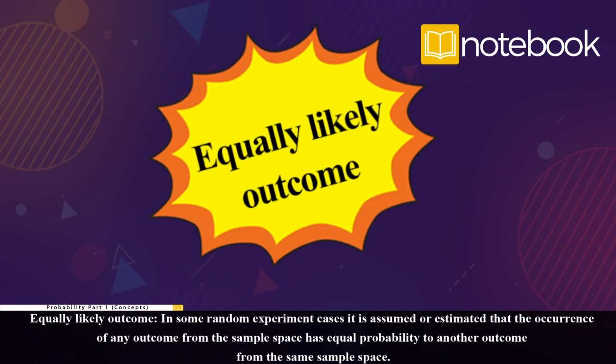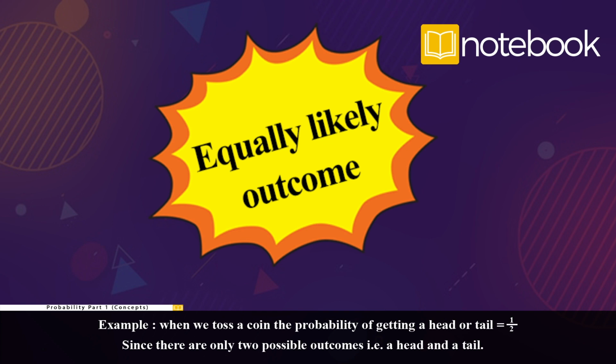Equally likely outcome. In some random experiment cases, it is assumed or estimated that the occurrence of any outcome from the sample space has equal probability to another outcome from the same sample space. Example, when we toss a coin, the probability of getting a head or tail is equal to 1 by 2. Since there are only 2 possible outcomes, that is, a head and a tail.